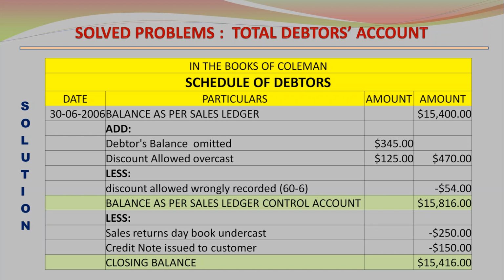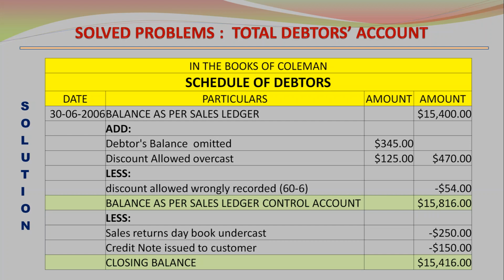Add debtors balance omitted 345. Add discount allowed overcast 125. Total addition 470. Less discount allowed wrongly credited, 60 minus 6, 54. Balance as per sales ledger control account: 15,400 plus 470 minus 54, 15,816.